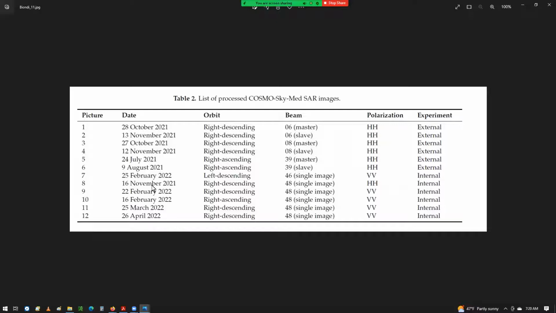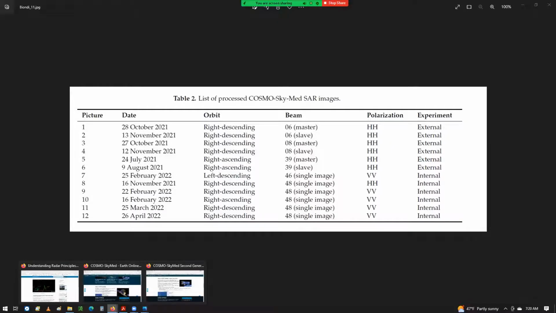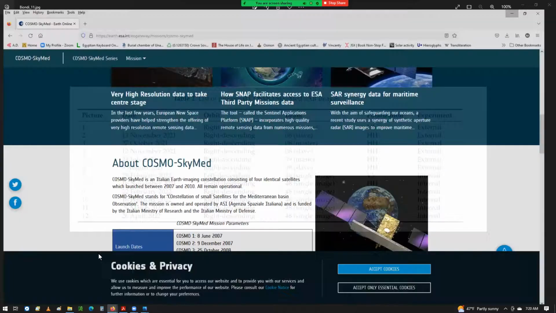The reason for that is the COSMO-SkyMed second generation satellite. Right now there's one, as far as I understand, out of four planned, and it was only launched in 2019. So this satellite was only up for two years, and it's a more powerful version of the prior version. I have the two websites here if you're interested.